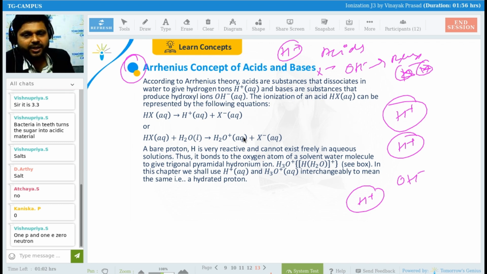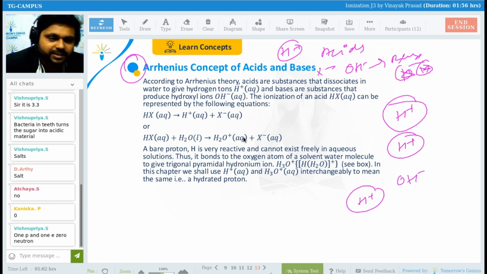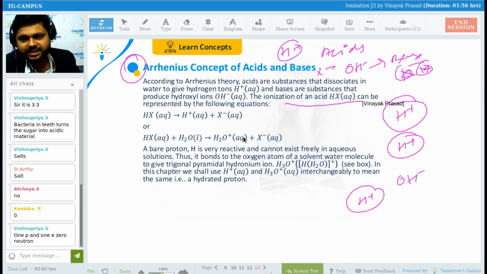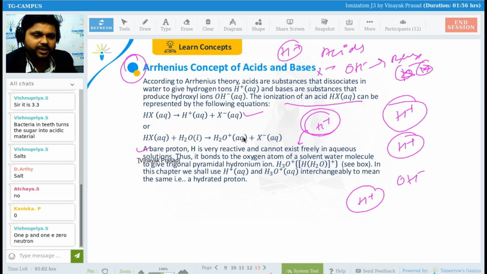See what it is saying here. According to the Arrhenius theory, acids are substances that dissociate in water to give hydrogen ions, H plus. And bases are substances that produce hydroxyl ions, OH minus. The ionization of an acid, HX, can be represented as you can see here. A bare proton is very reactive. That is, H plus is very reactive and cannot exist freely in aqueous solution, right?